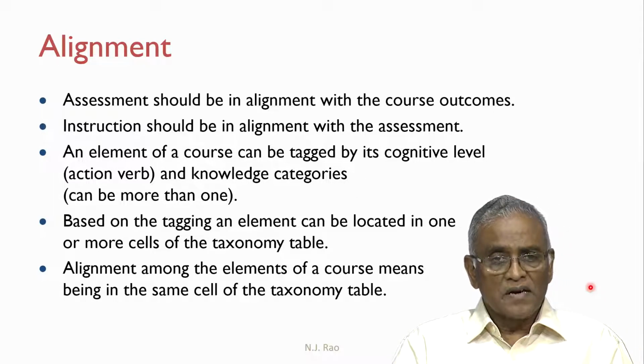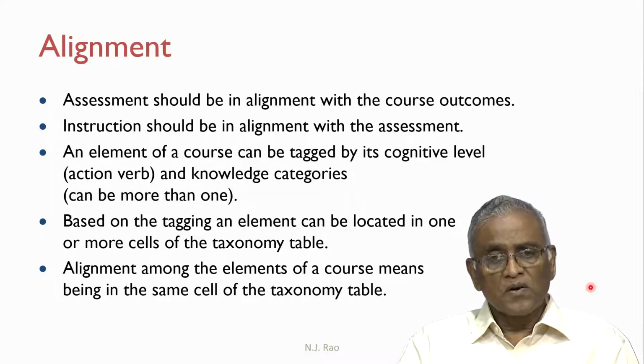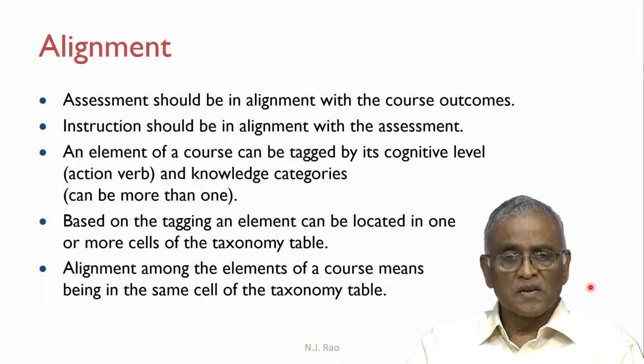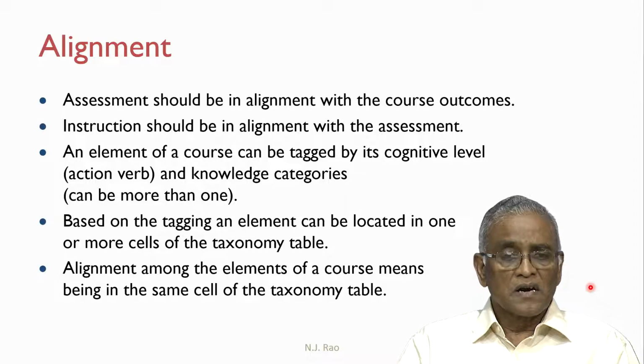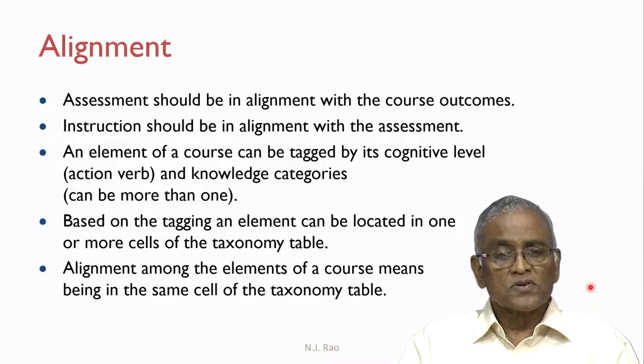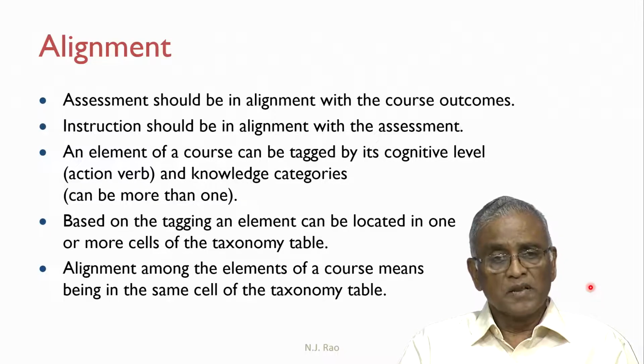Based on the tagging, an element can be located in one or more cells of the taxonomy table. Depending on how you tagged an element, for example, I say it is apply and conceptual. So, I can immediately put it in the particular cell of the taxonomy table, where apply will be 3 and conceptual is 2. So, it will be the 3, 2 cell of the 6 by 8 matrix table.